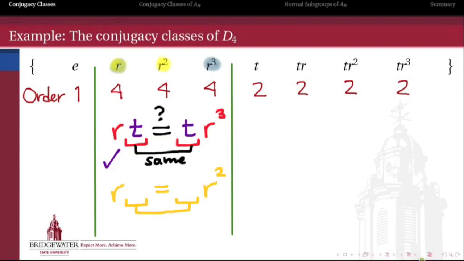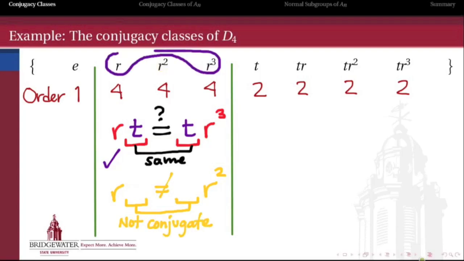What about R squared? Is R squared conjugate to R? Well, here we have to try a bunch of different possibilities. If we try T, it doesn't work. If we try TR, it ends up not working. If we try TR cubed, it also doesn't work. So try as we might, R and R squared are not conjugate. Therefore, R and R cubed form a conjugacy class, but R squared is in a class all by itself.